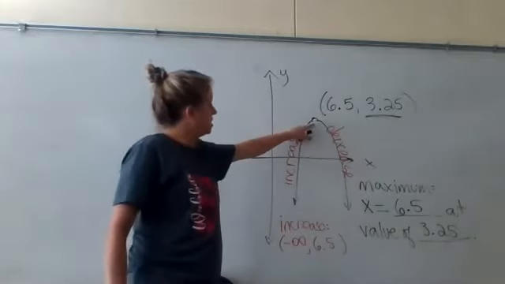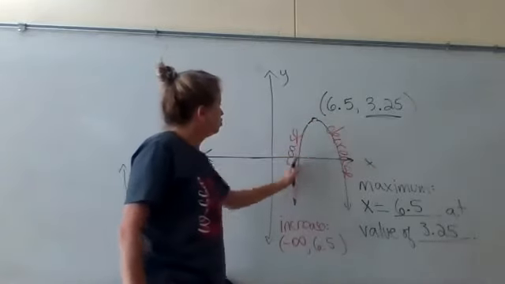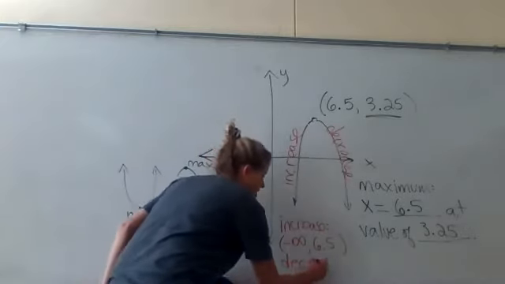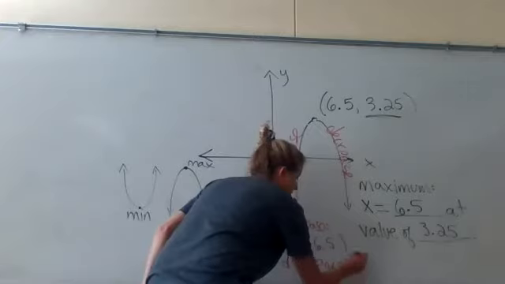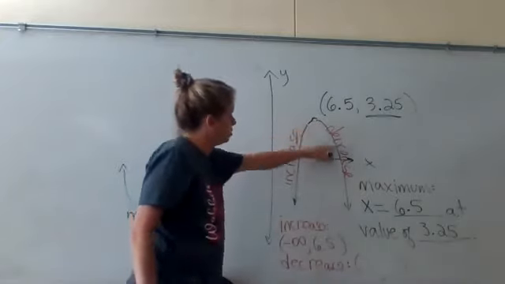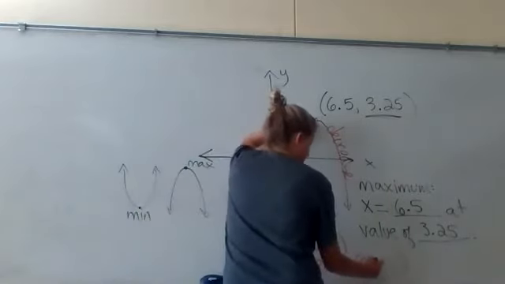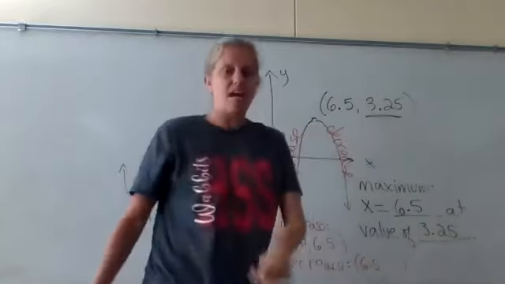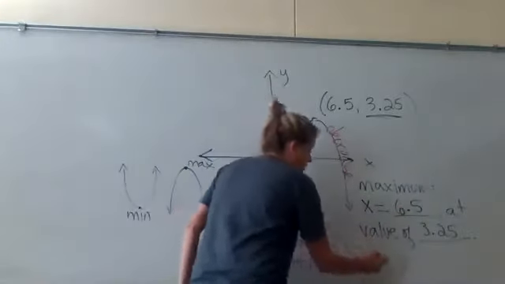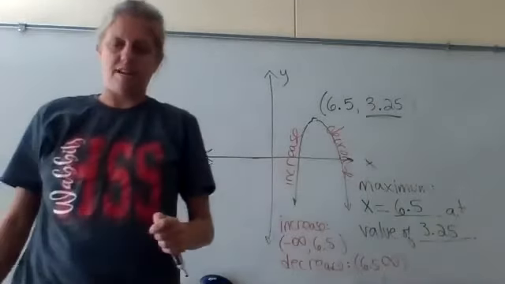Now, what happens at this maximum? What do you stop doing and then start doing? You stop increasing and start decreasing. So when it asks you to decrease, wherever you stopped increasing is the same point you start going down. So I'm going to start my decrease at 6.5, and then I'm going to go down forever. Okay, but this time my arrow is going to the right, which is on the positive side. So I'm decreasing forever to infinity.